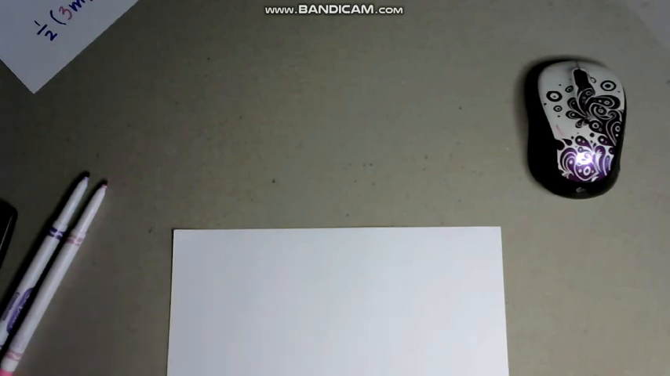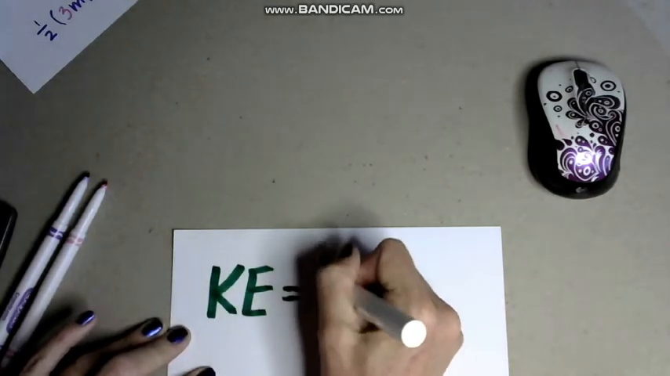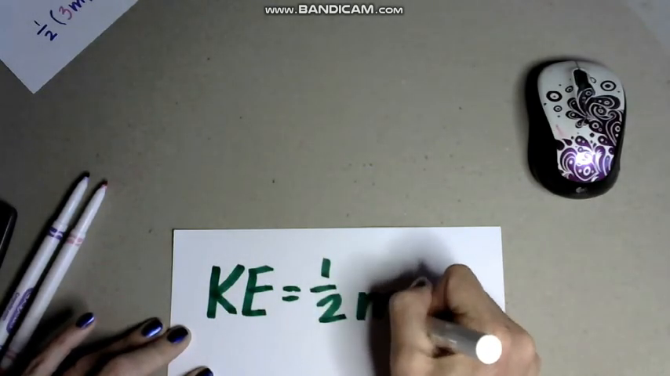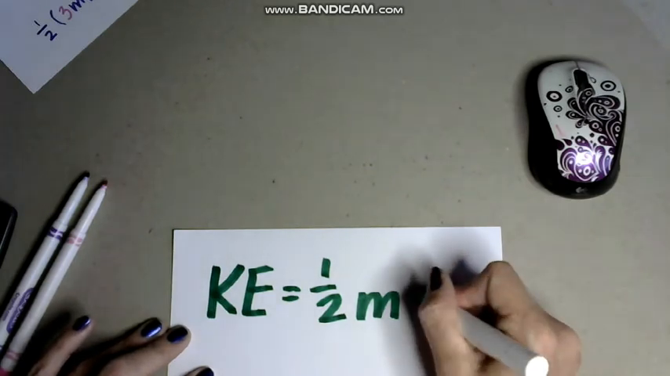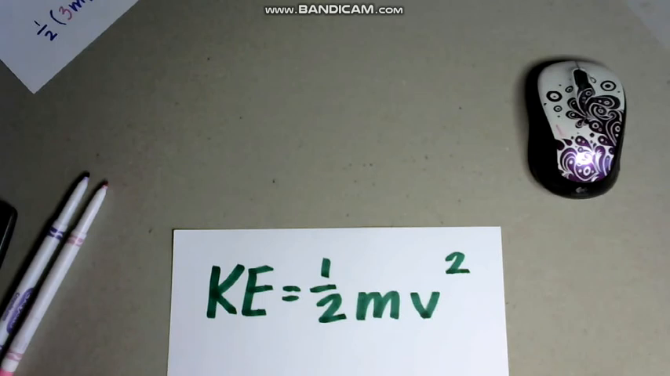Kinetic energy equals 1/2 mv squared. That is important to understand. And that's it. You like that? Yay!